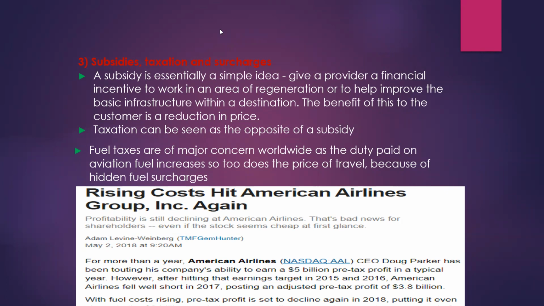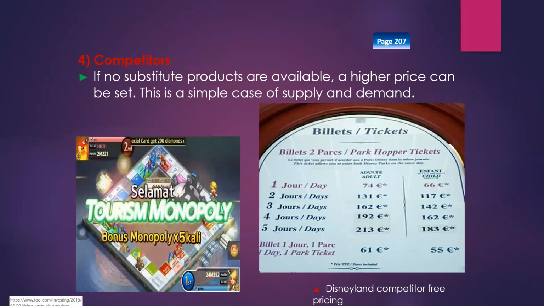Number 4, competitors. If there are no substitute products available in the market, a higher price can be set easily. If I don't have a competitor, I can make my product what? Expensive. Correct? Okay? It also reflects the practice of price making. The innovator in the market sets the price with other providers who imitate the initial product, becoming price takers.